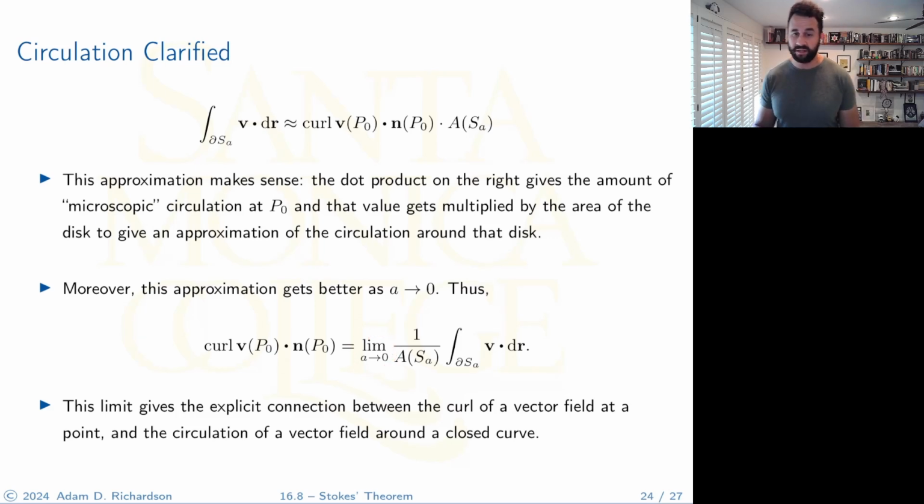Another thing I want to point out here is that, wait, hold on one second. Let me double check. Hmm. Yeah, actually, I'll just leave it at that. I won't make it more complicated. There you go. Okay, so this is the connection between curl and circulation.